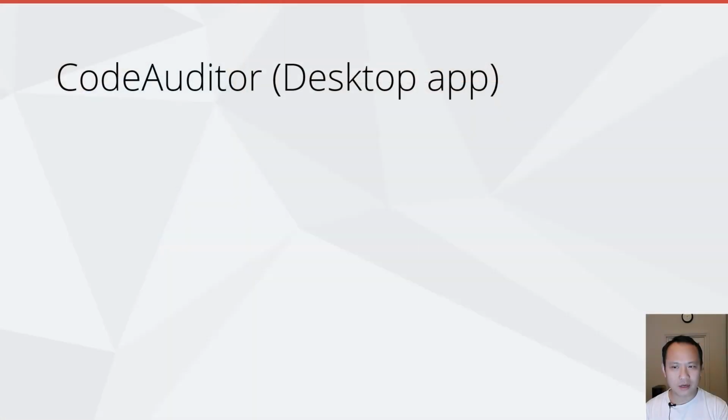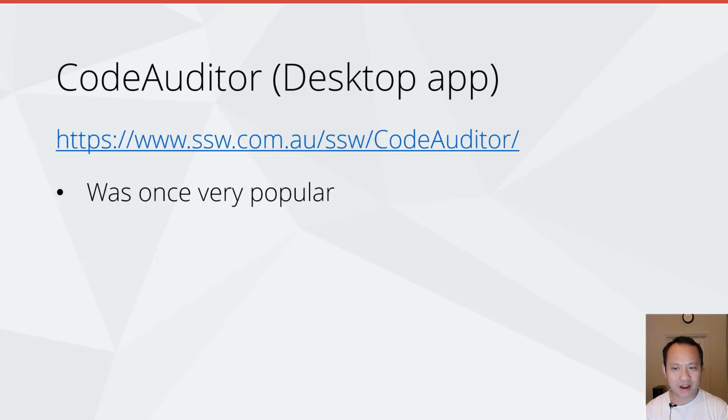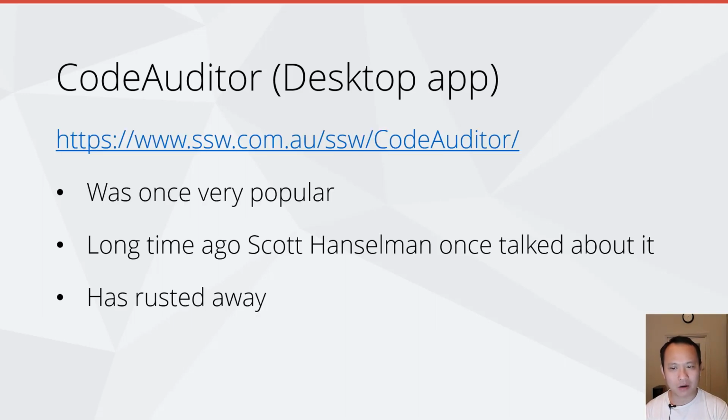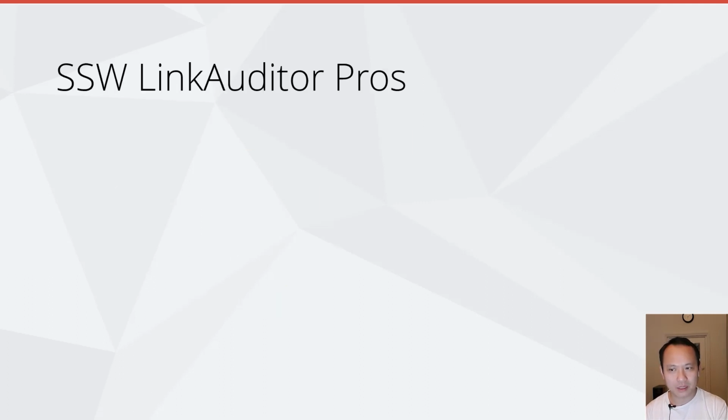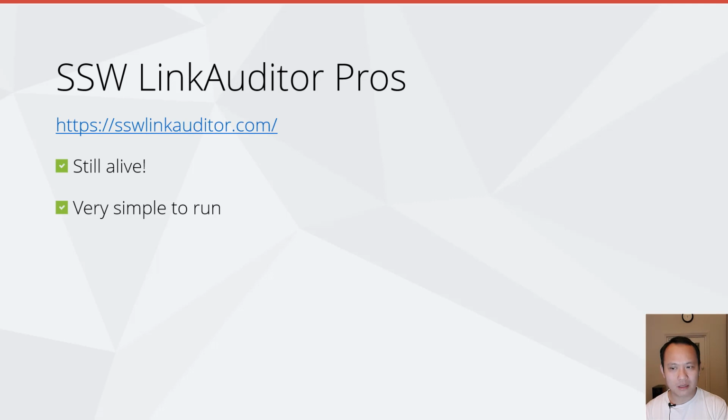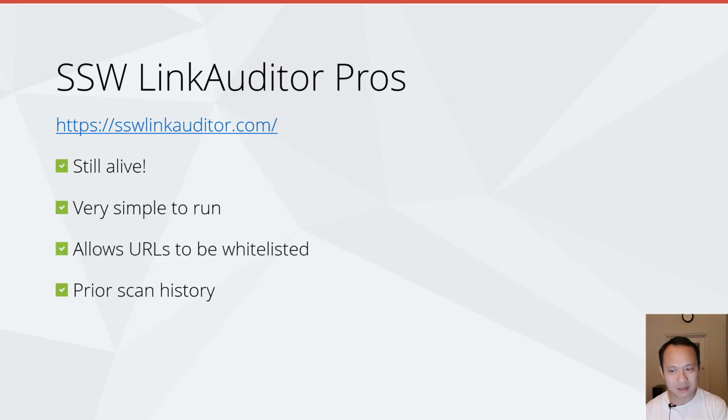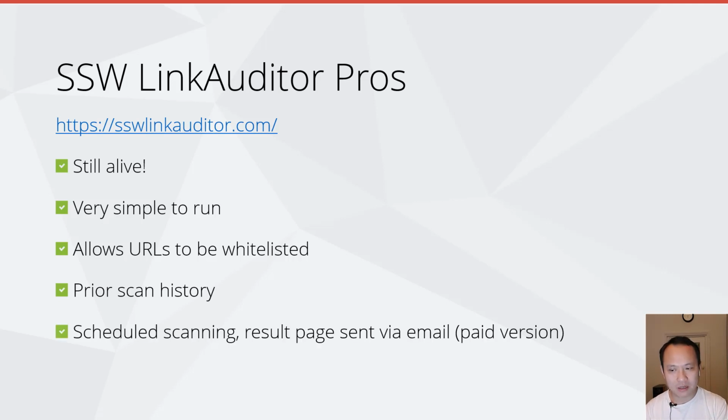The CodeAuditor static code analysis tool was once a very popular product, and a long time ago Scott Hanselman once talked about it, but it has rusted away. The LinkAuditor is still alive and is very simple to run. It allows URLs to be whitelisted. It shows the prior history. And for the paid version, users can schedule a scan and the result report is sent to their email.